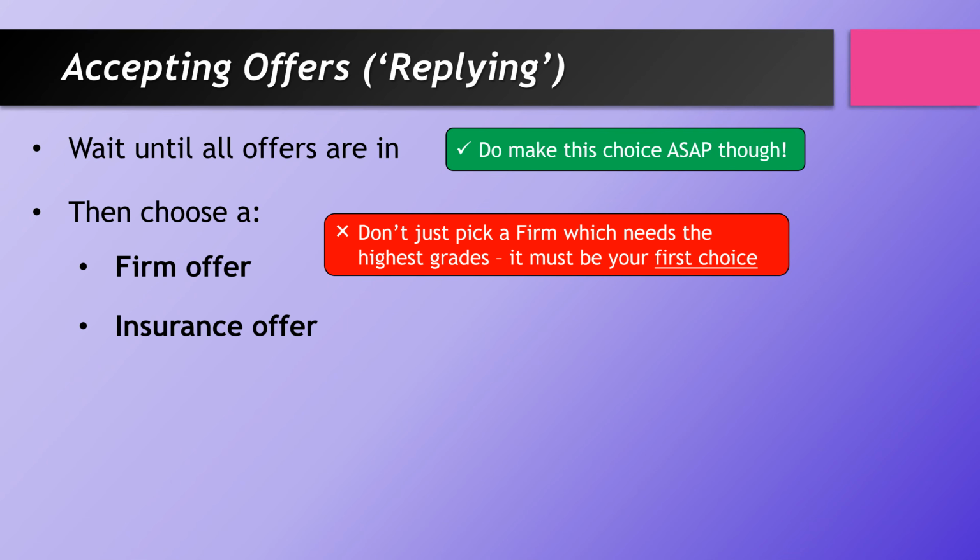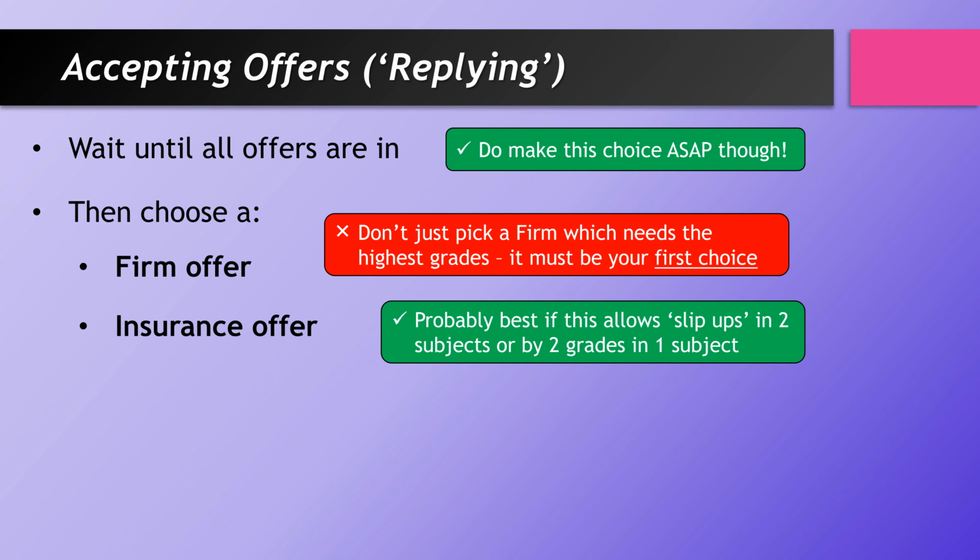So if there is a university which you want to go to, but you've got an offer which is higher, put as a firm the one you want to go to, no matter if you've got higher offers. It's ultimately what you want to do, right? So insurance is only there if you get to results day and you don't meet the requirements for your firm choice.